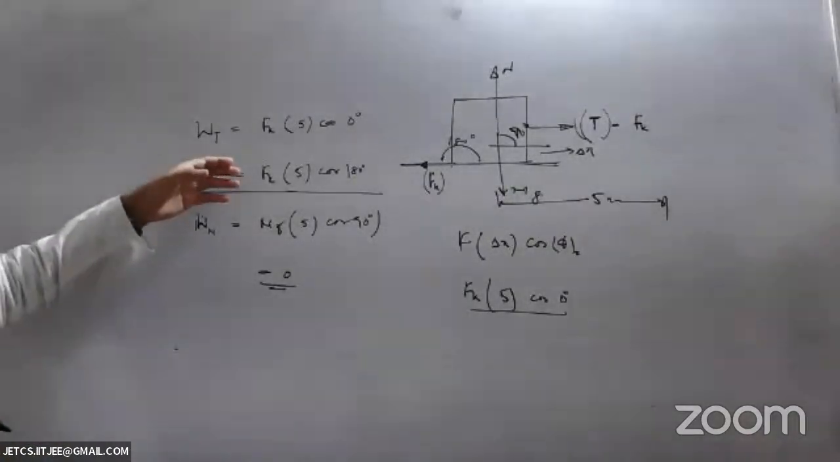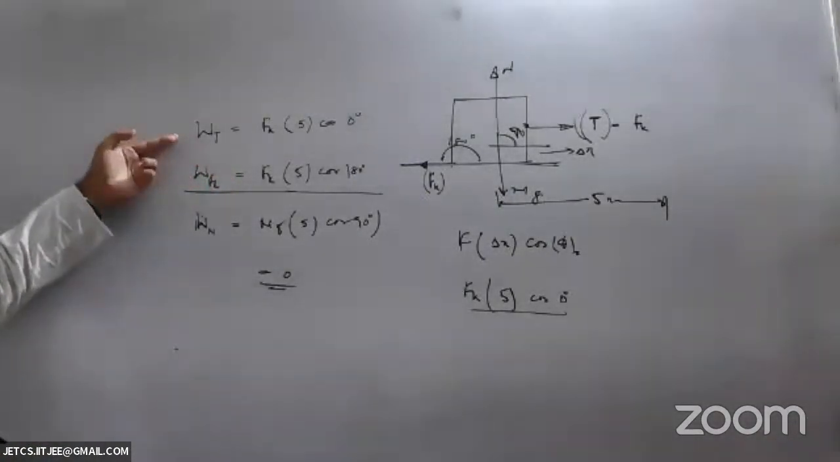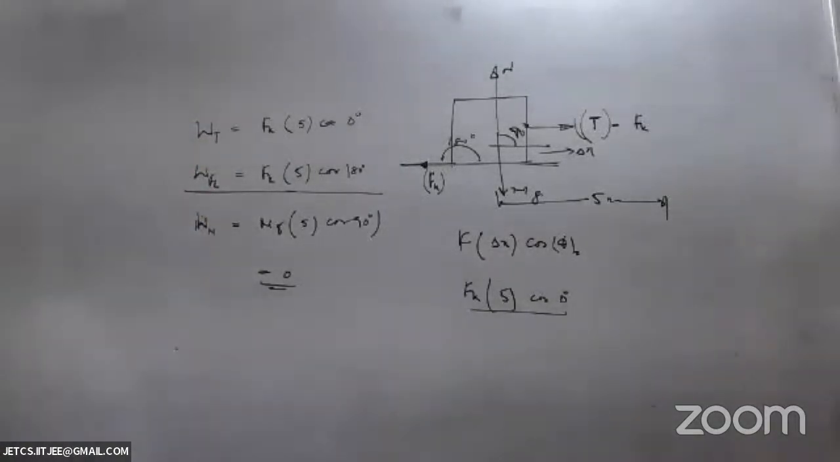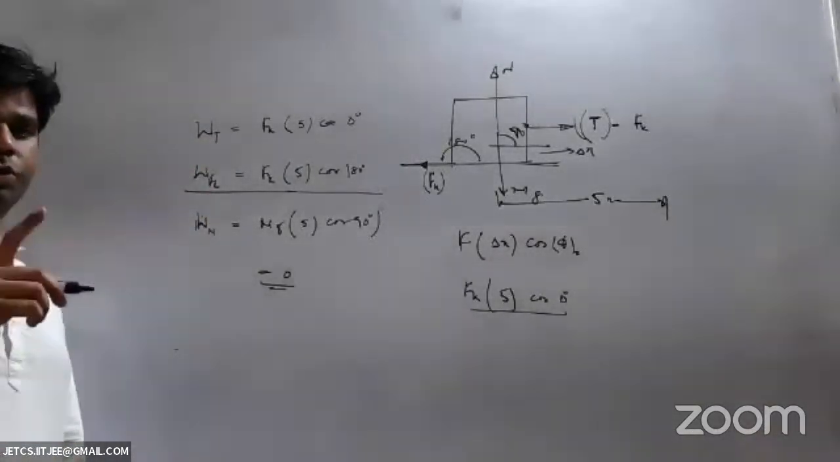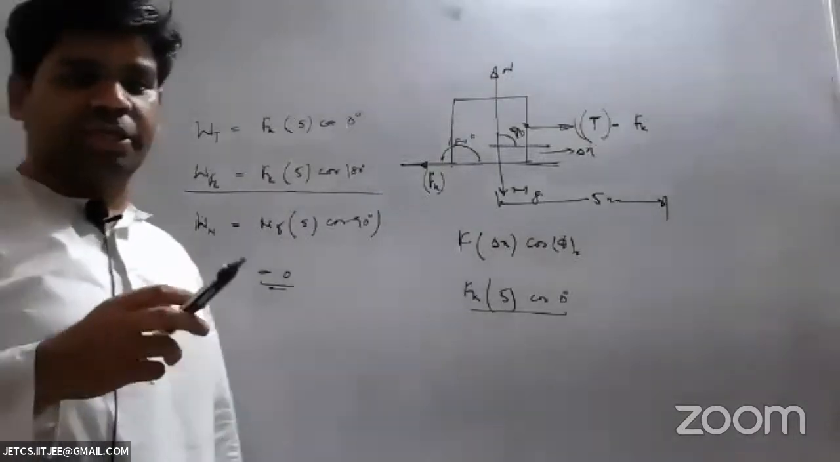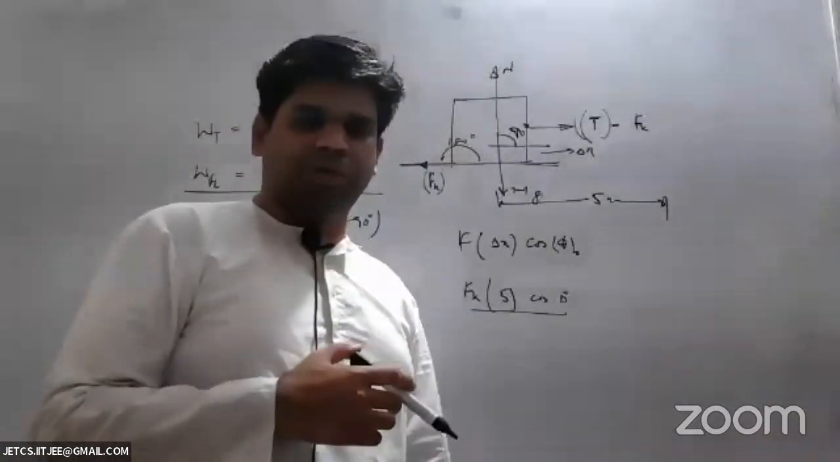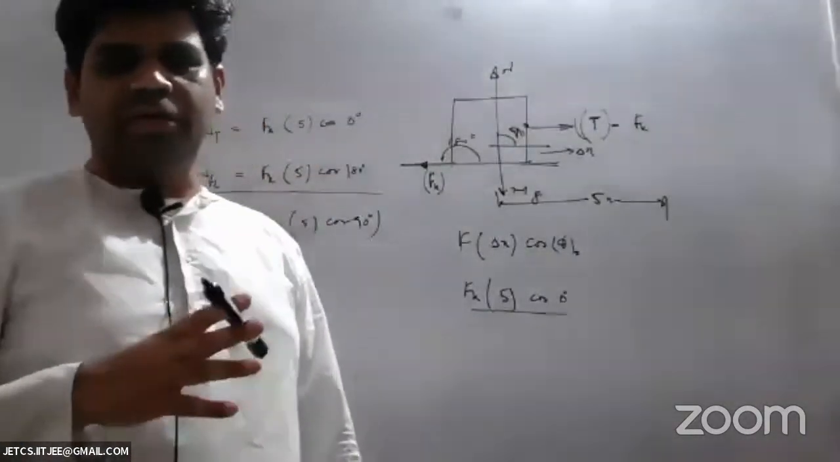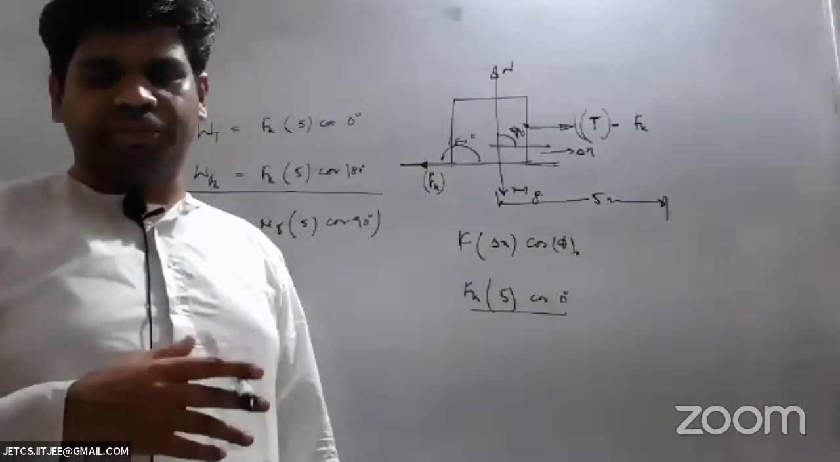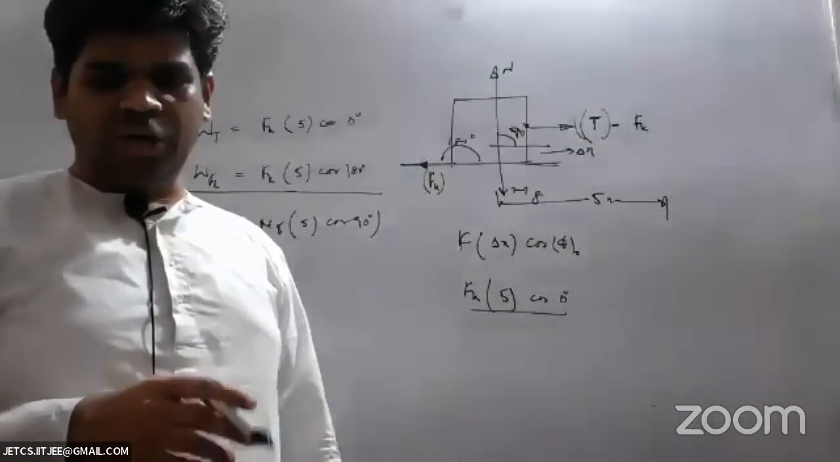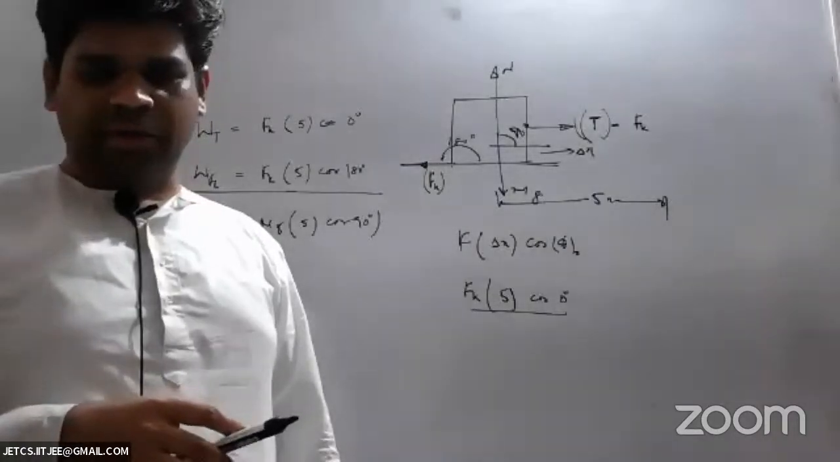Work done due to friction is minus 5 Fk. Work done due to tension is positive 5 Fk. Net work done is 0. Note, net work done is 0. That means there is no energy being injected into the body. I told you, when there is work done, some energy is being injected into the body. All right, we'll talk about that in a while.